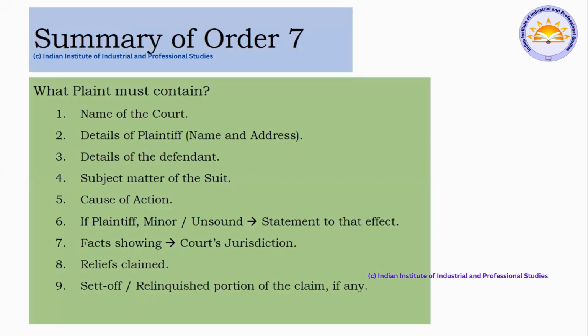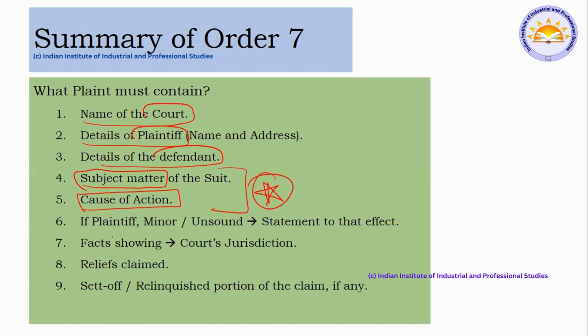So plaint. How should the plaint be? Plaint, order 7. So in the plaint, what should we mention? The name of the court, details of the plaintiff, details of the defendant, subject matter of the suit, what is the subject matter, and next, cause of action. What is the cause of action? These two things are very, very important, subject matter and cause of action.